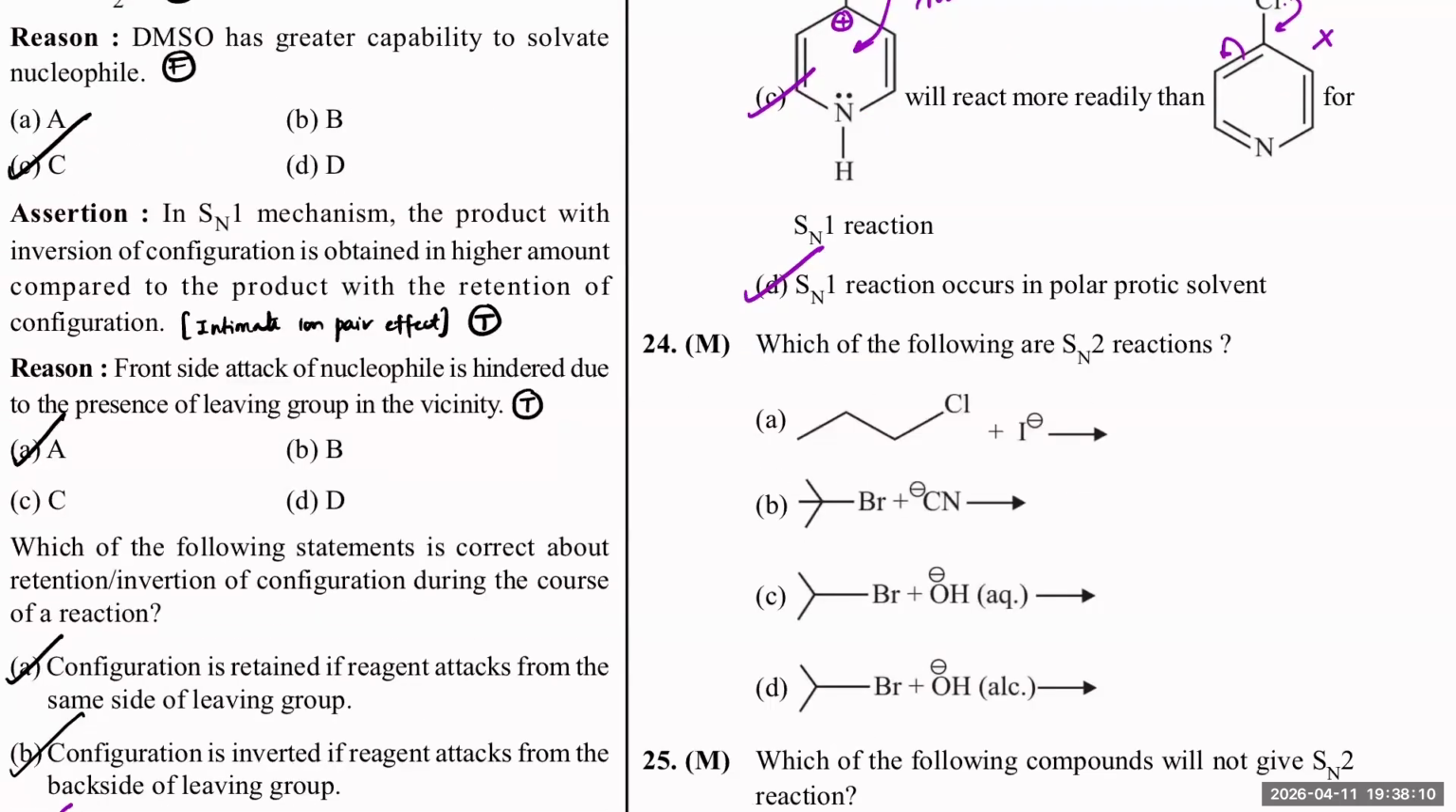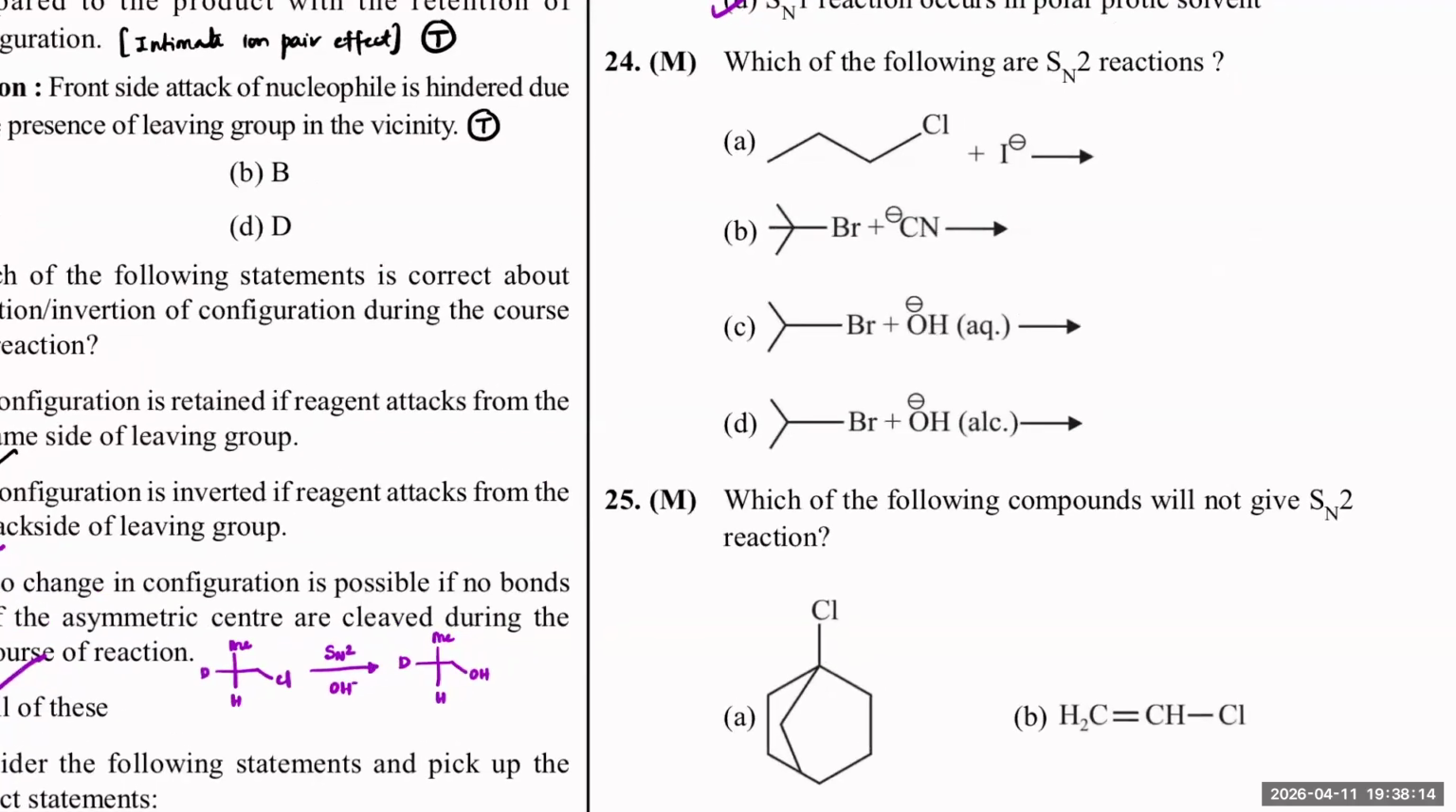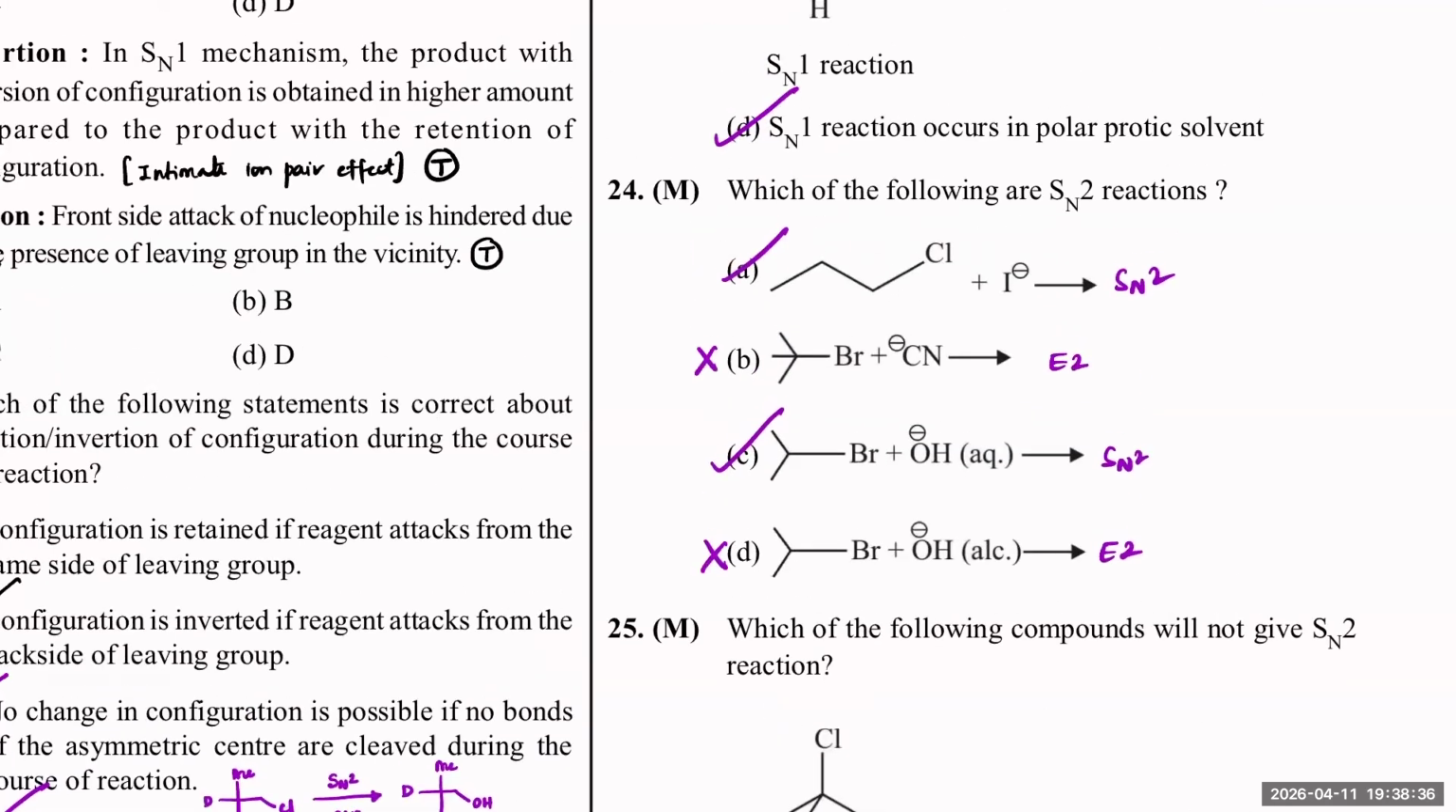Okay, next. Which of the following are SN2 reactions? So first one is SN2. Second one is not because it is a tertiary position. Third one is SN2 because it is an aqueous solution. Fourth one is not because it is alcoholic solution. It is going for E2. This is E2, and this is SN2. Okay. So please check the reactions. All good.